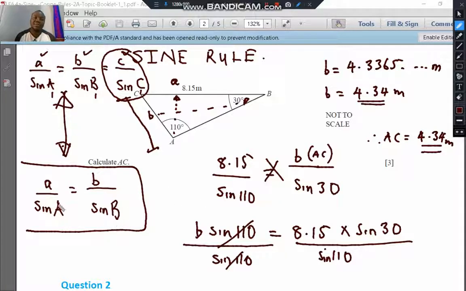Small a would be the side opposite the big angle A, and small b would be the side opposite the angle which is capital B. So let's see how the second video would be and then do more examples on the sine rule. So thank you very much on that.